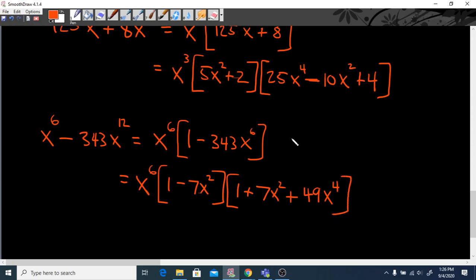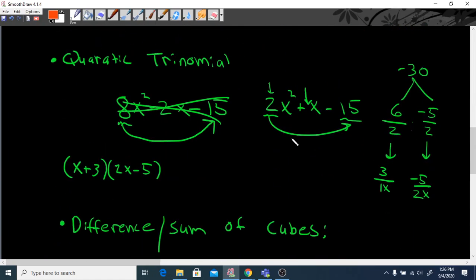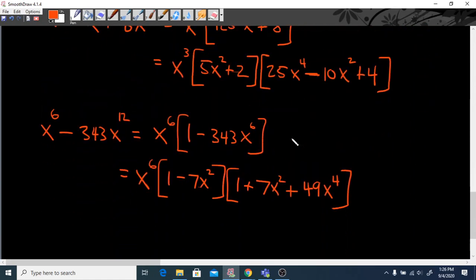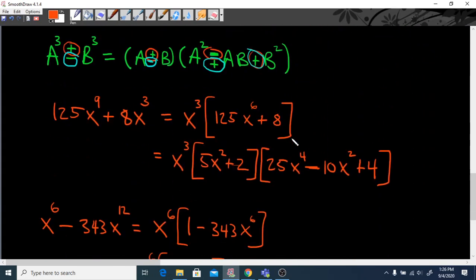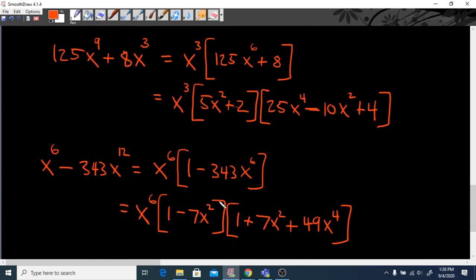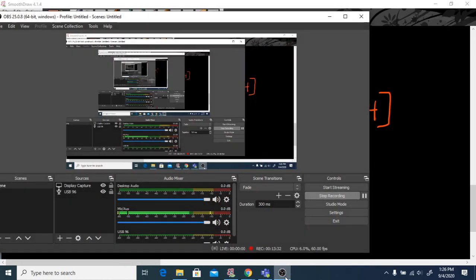There we go. Okay, so this covers most of the types of factoring. There is one more called grouping. And I'll make a separate video for that later. But I wanted to at least get this out to everybody. So here we go.